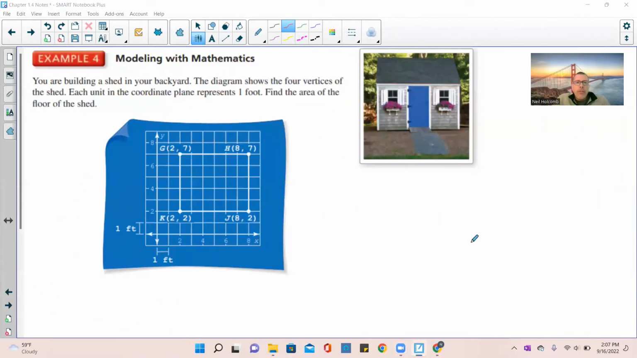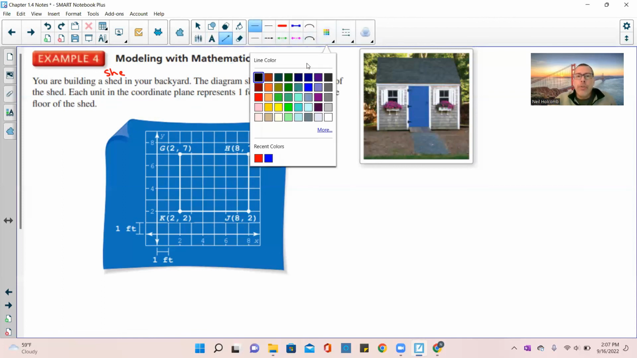Okay, example 4 is modeling with mathematics. You are building a shed. And in this case, this pretty shed with the windows and the flower boxes, I'm going to change the name of this to a she shed. You are building a she shed in your backyard. That is a thing. The diagram shows the 4 vertices of the shed. Each unit in a coordinate plane represents 1 foot. So every little square in here is 1 square foot, 1 foot by 1 foot. Find the area of the floor of the shed.